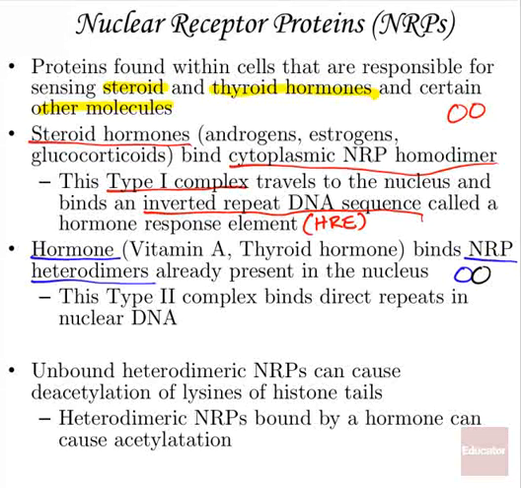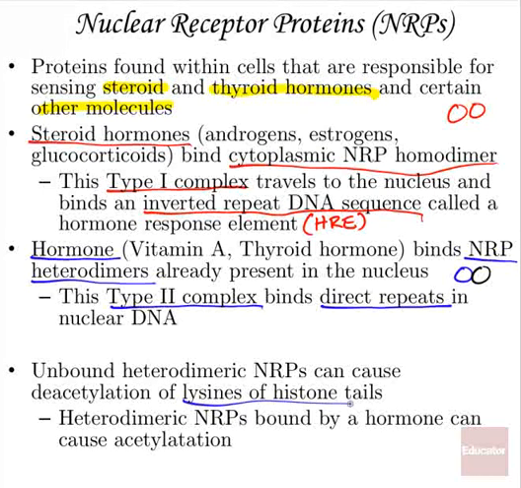Okay. This is what's called a type 2 complex. And this type 2 complex will travel to, or actually is already in, the nucleus, and it will bind direct repeats in the nuclear DNA and then affect transcription regulation. Now, a third way to look at our NRPs and how they might affect transcription would be any unbound heterodimeric NRPs, so not bound by hormone. They can cause deacetylation of histone tails, the lysine residues on histone tails.